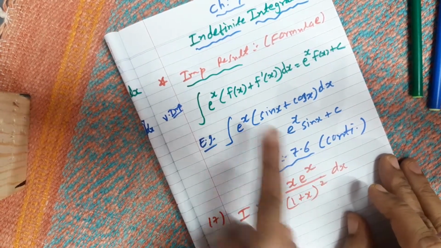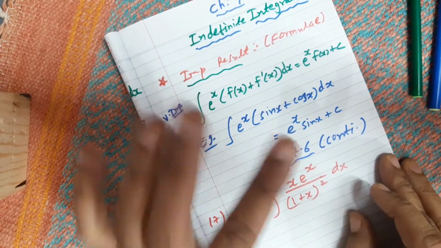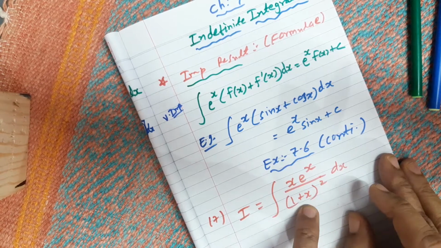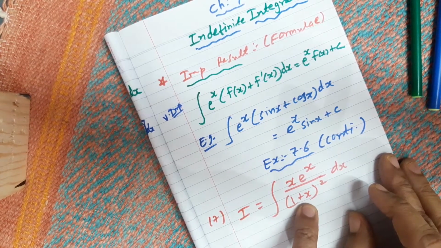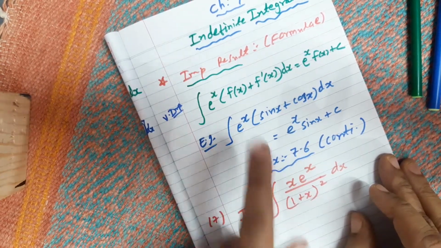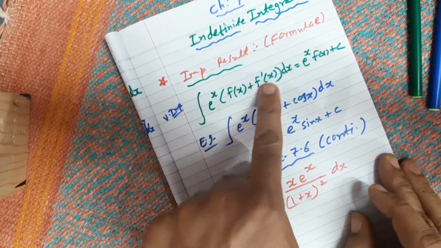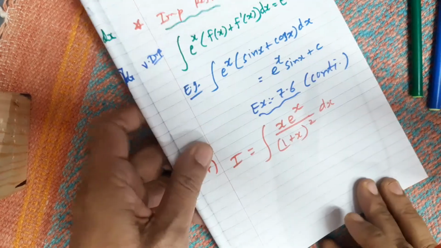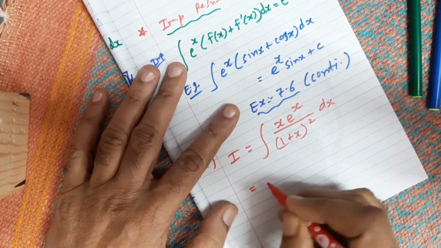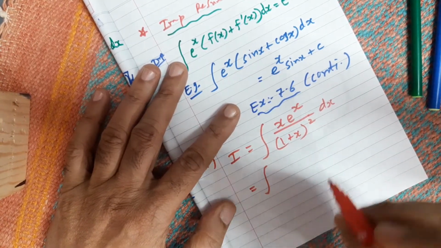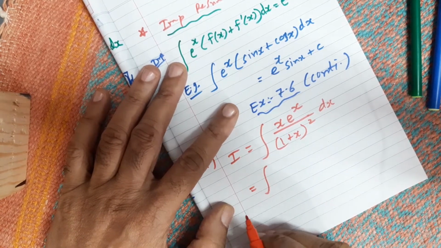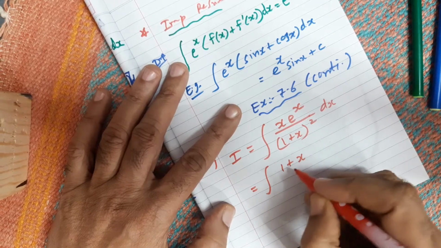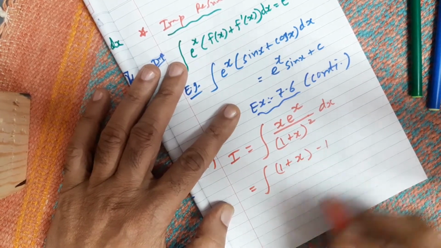So e raised to x is already there, so we will not touch it. Then the remaining x upon (1 plus x) the whole square, you have to split into two parts. One of them must be f(x) and the other must be f dash x. So let us see how we can do it. Here in the numerator it is x. Now can I say, instead of x, I put it as 1 plus x minus 1.